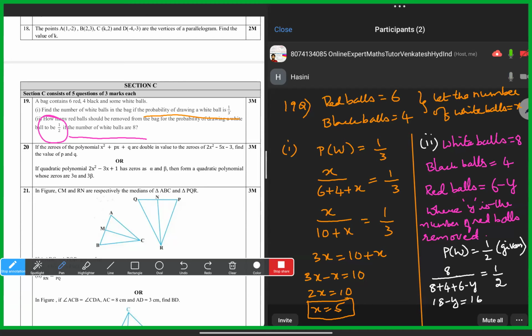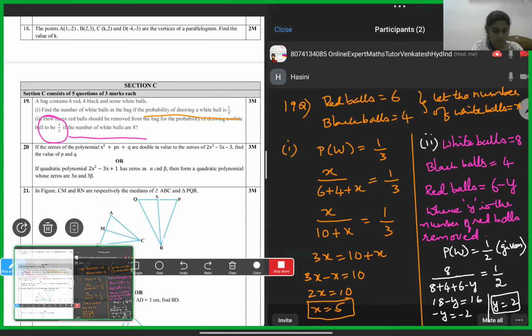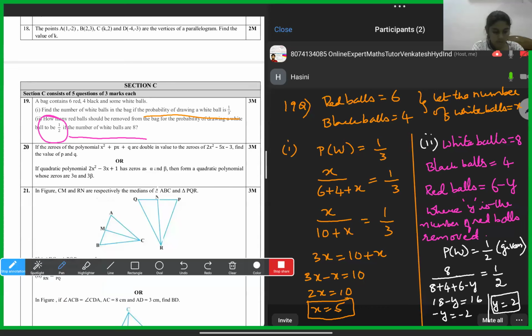Now while my y goes, the 16 will come to the left side, Hasni. So we get minus y is equal to 16 minus 18, which is minus 2. So y is equal to 2. Any doubt, Hasni? No, sir. Could you hear me, Hasni? No doubt, sir.